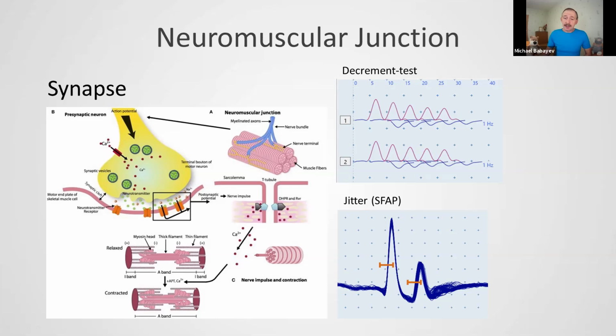Usually, this delay between two action potentials of the muscle fibers should be constant if you have good synapse transmission. But if you have a poor neuromuscular junction, some problems with it, you can see some jitter, because the interval between these two action potentials will be sometimes shorter, sometimes longer, and we can see such a jitter. It tells us that we have some problems with the synapse.